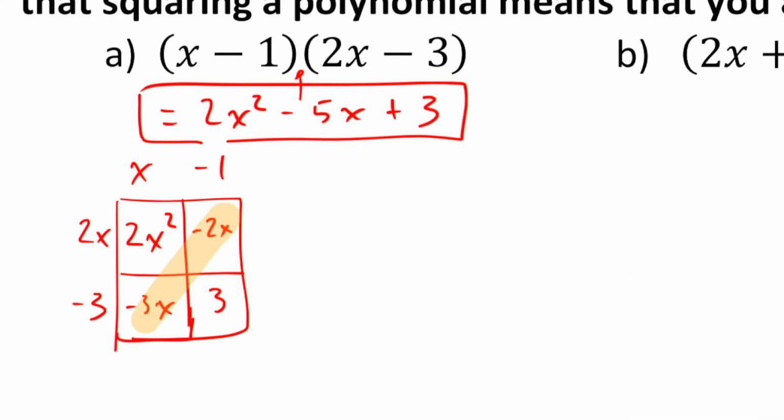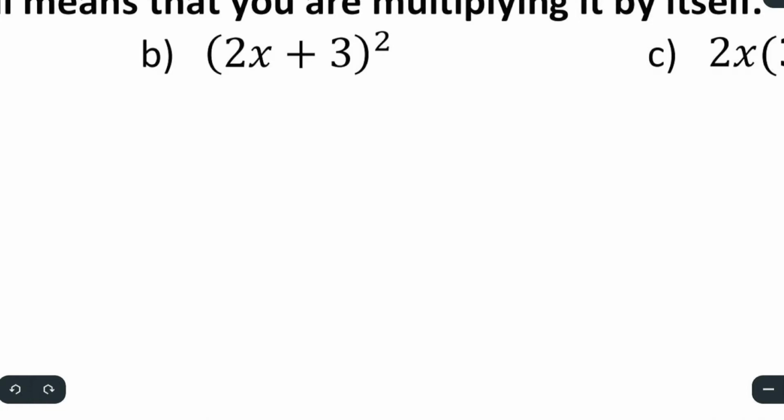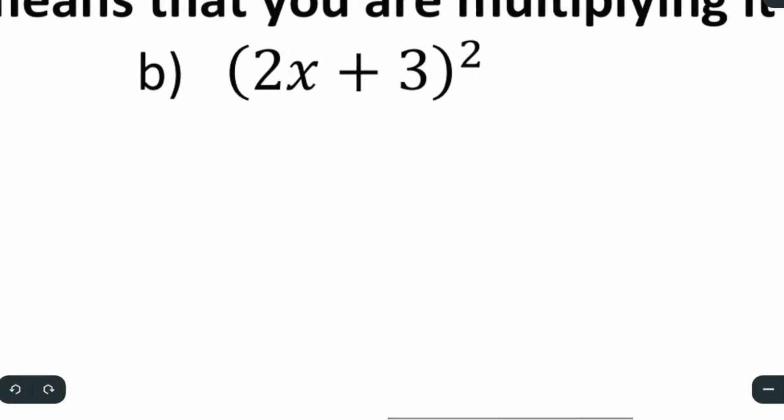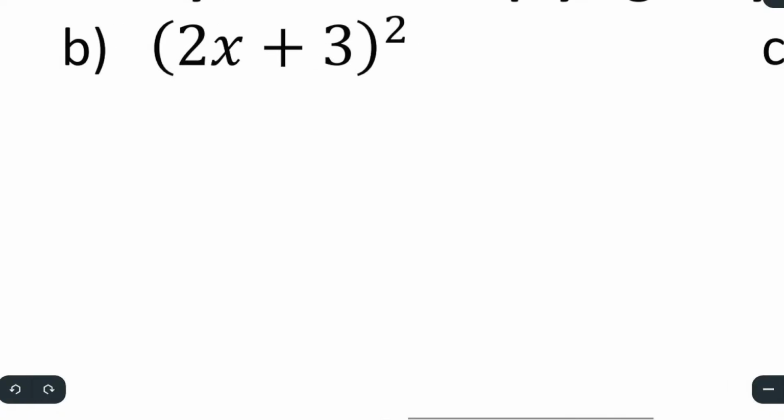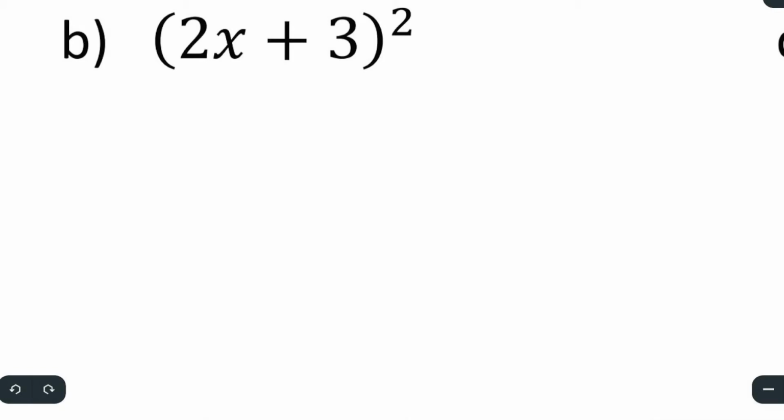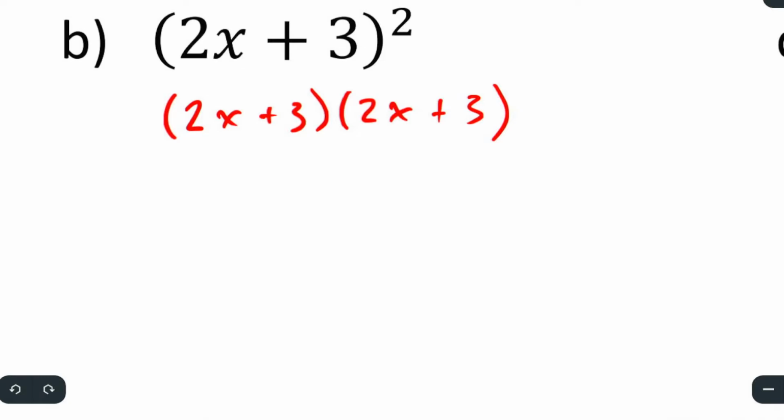Next one, we have 2x plus 3, but that's getting squared. Common error is I still see people just calling that 4x squared plus 9. Please slow down. Remember, what it means to square something is to multiply that thing times itself. So I'm looking at the product of 2x plus 3 times 2x plus 3.